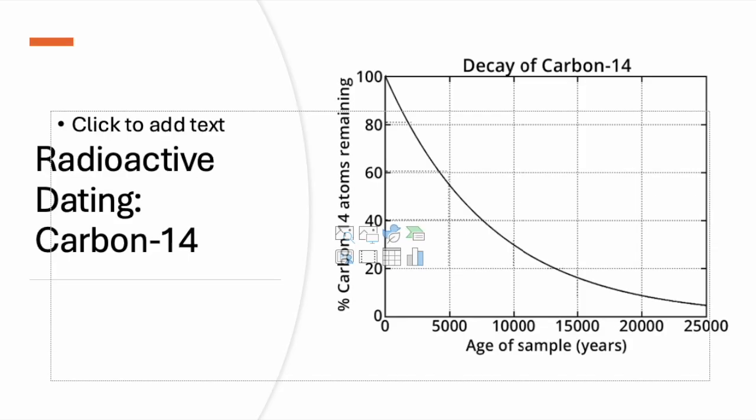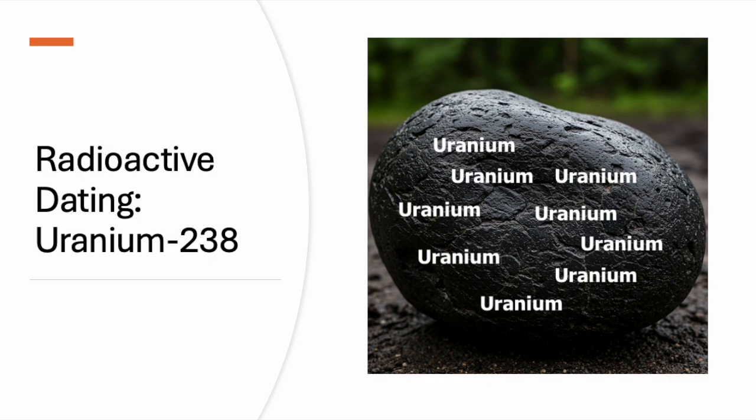Carbon-14 dating is useful for dating relatively young materials, up to about 50,000 years old. For older materials, other isotopes such as uranium-238 and potassium-40 are used. These isotopes have a much longer half-life, meaning that they decay more slowly, allowing scientists to date much older rocks.